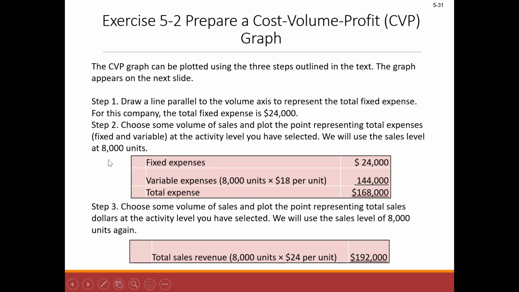We'll use the sales level at 8,000 units. So at 8,000 units, we know our fixed are going to be 24,000, but our variable is 144,000. So we'll plot where the expense shows 168,000 at those 8,000 units. Choose some volume of sales and plot the point representing total sales. So we'll plot the cost, we'll plot the sales.